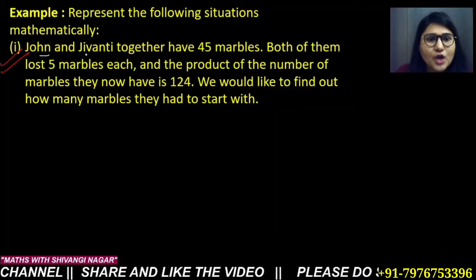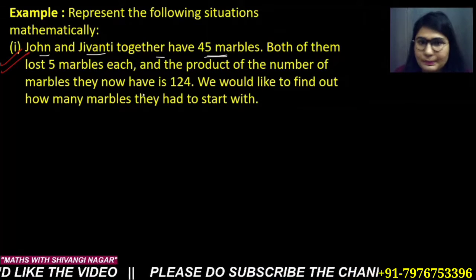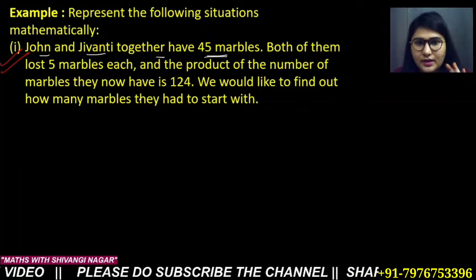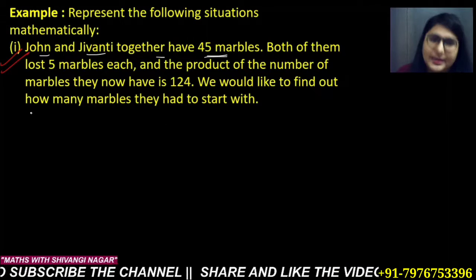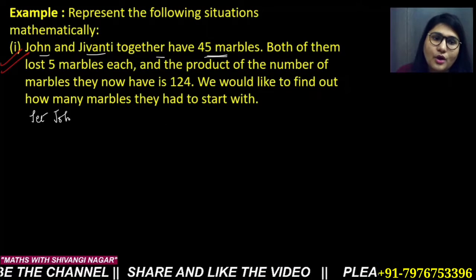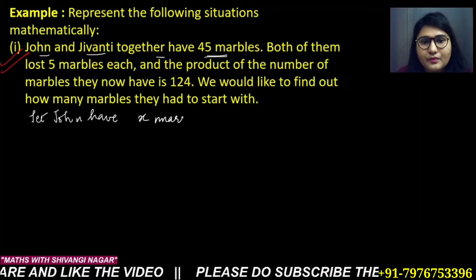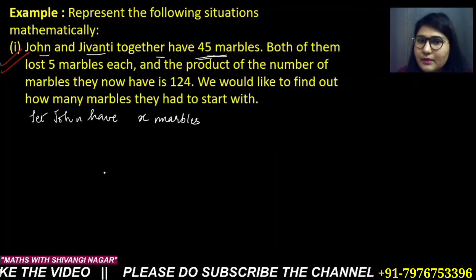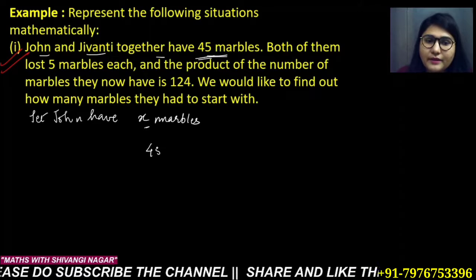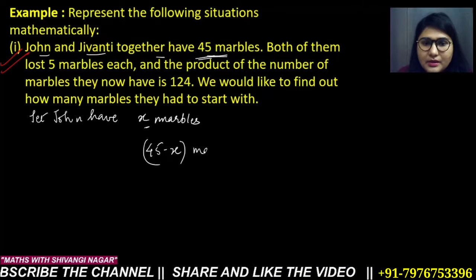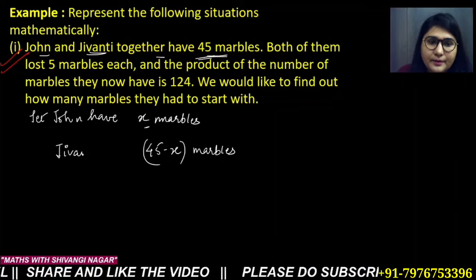What we are given: John and Jivanti together have 45 marbles. Two children are there, John and Jivanti. Together they have 45 marbles. So if we let John have x marbles, then if we subtract the x marbles from 45, that means 45 minus x are the marbles that Jivanti, the other child, has.